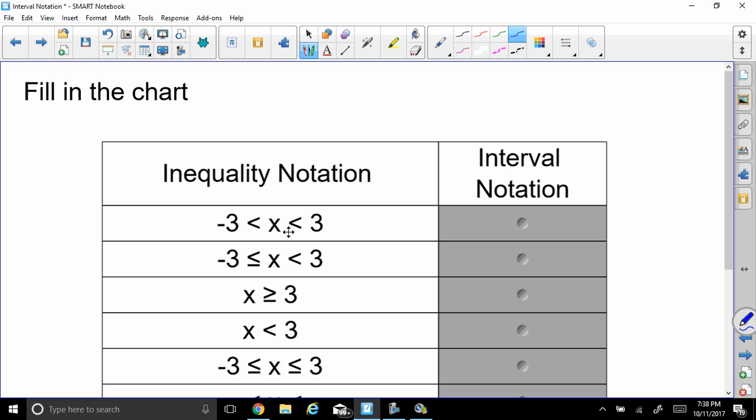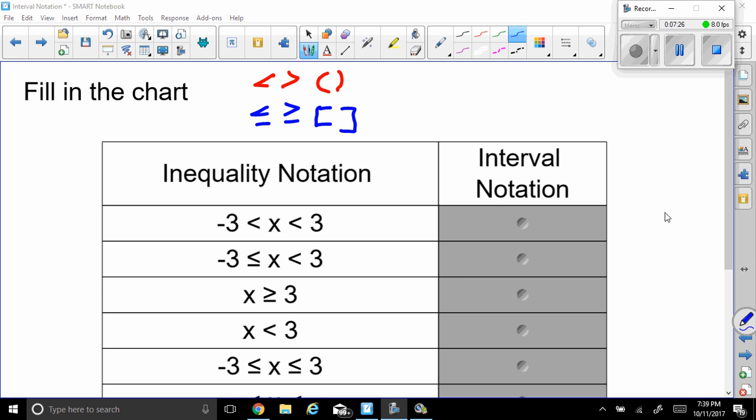So remember, look at the symbol that we're using, and I'll even write that up here somewhere. If you use the less than or the greater than symbol, that means you use parentheses. If you use the greater than or equal to or less than or equal to symbol, that gives you the braces because you are including it. So here, we're not including it.